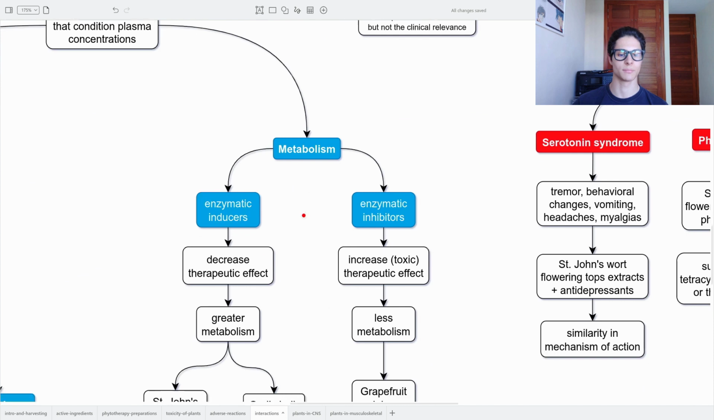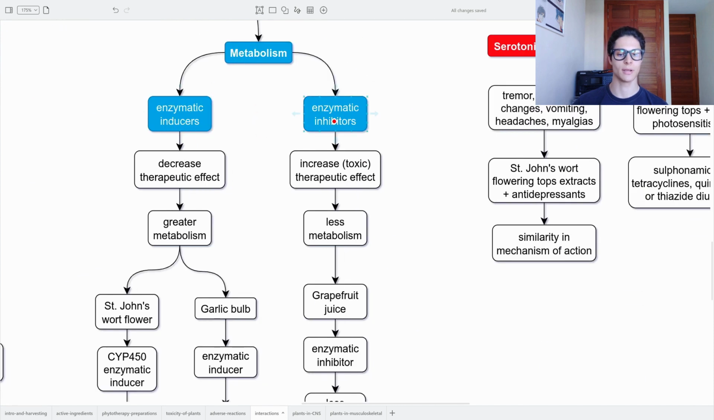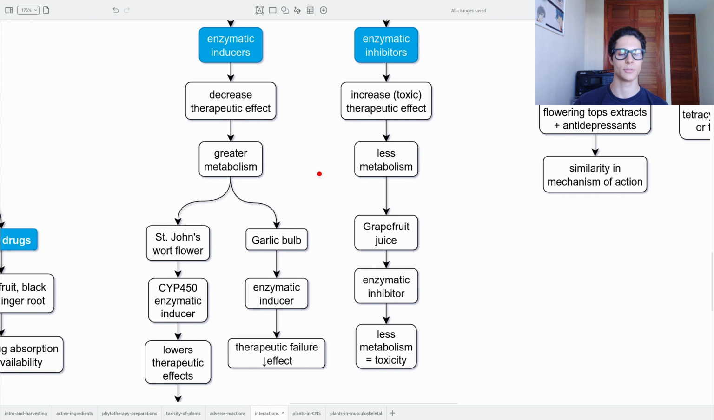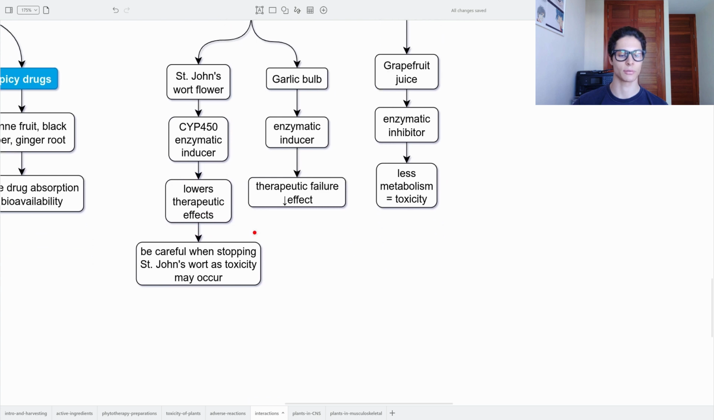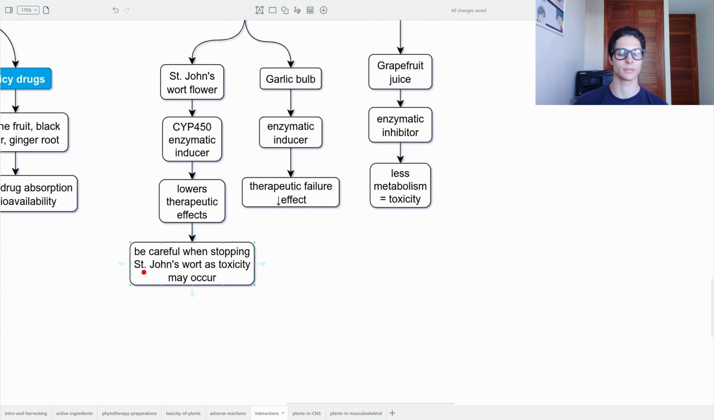Then we have the metabolism. So enzymatic inducers and inhibitors. The inducers decrease the therapeutic effect because there is a greater metabolism, whereas the inhibitors increase the toxic therapeutic effect because there is less metabolism. As inducers, we have the St. John's wort flower, the Hypericum, which is a cytochrome P450 enzymatic inducer and will lower the therapeutic effects of many drugs. And we must be careful when stopping using the St. John's wort as toxicity may occur.